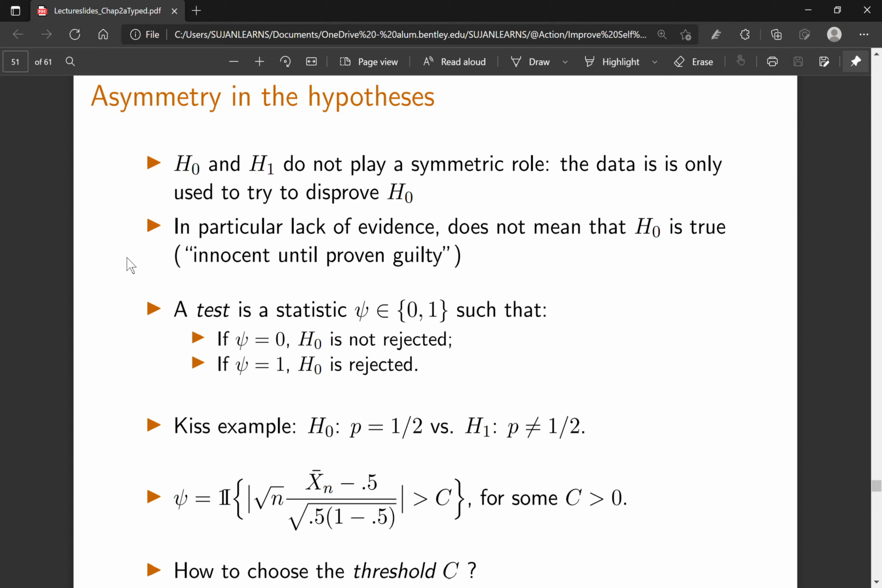Today, we'll be talking about asymmetry in hypothesis as well as statistical tests. So, let's begin with a quick review of what we discussed in the last lecture. We talked about how the null hypothesis and the alternate hypothesis do not play a symmetric role.